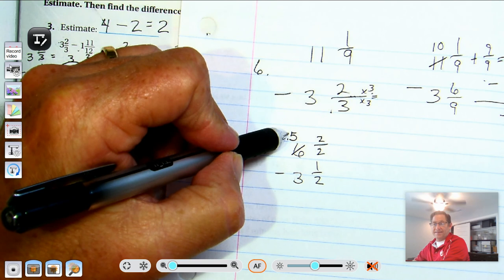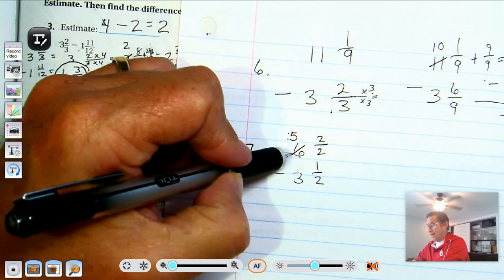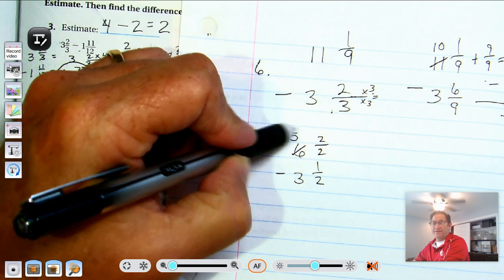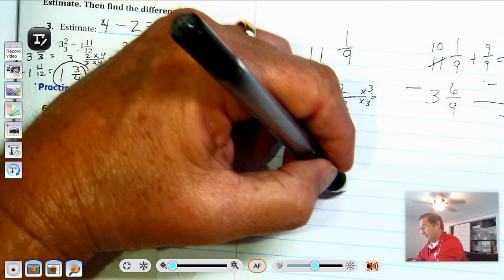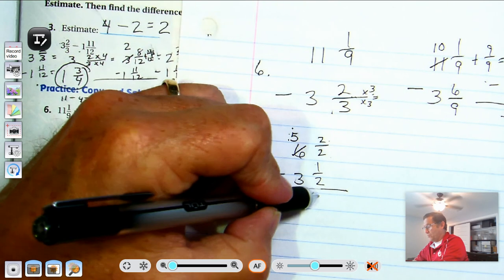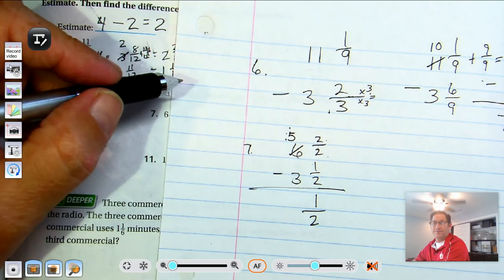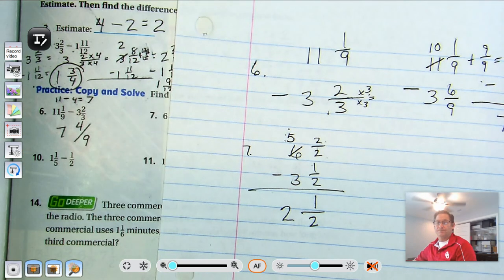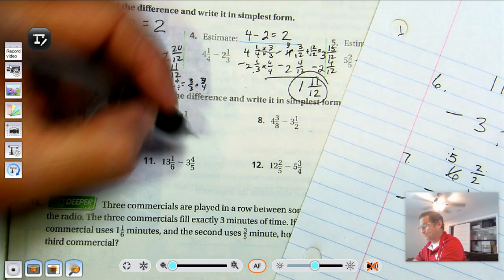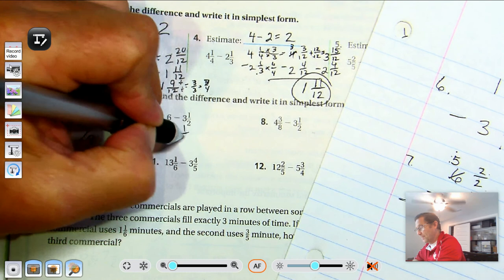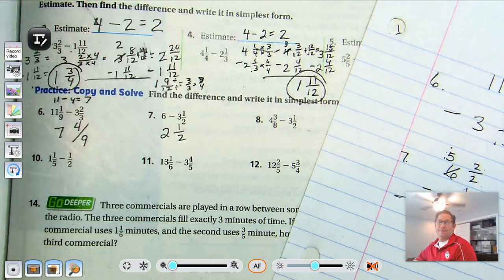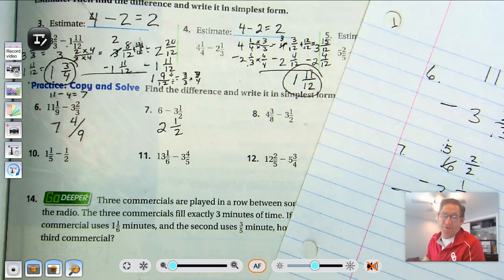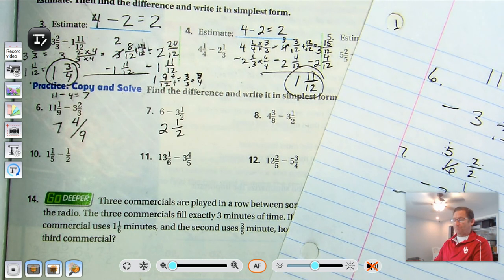1 plus 5 is 6. So all I did was rename one of the ones as a 5 and 2 halves. Now I can subtract. 2 take away 1 is 1 half. And 5 take away 3 is 2. So 2.5. And 6 take away 3.5 is 2.5.